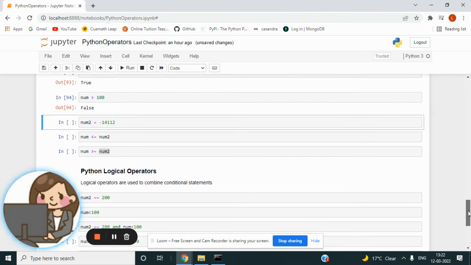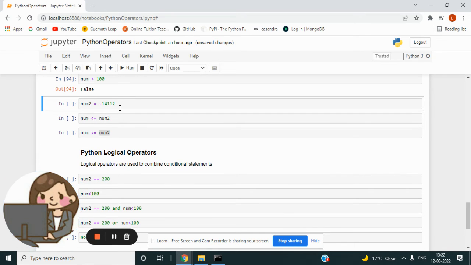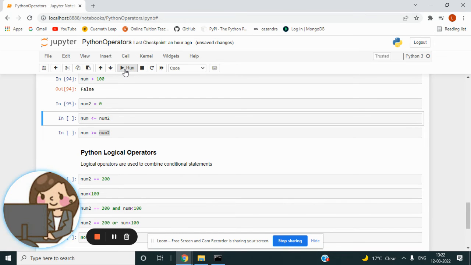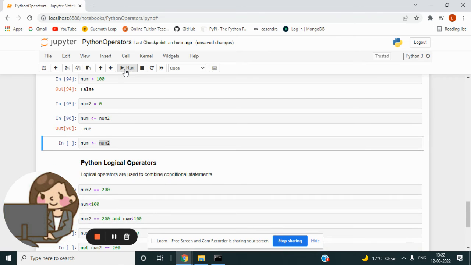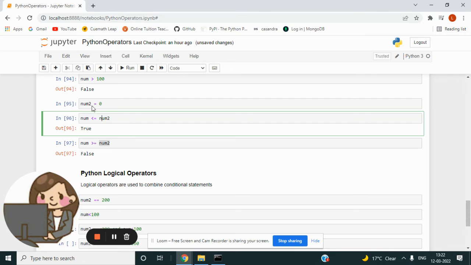Then I am introducing another variable over here, num2. Let me make num2 as 0. So num less than or equal to num2. Here we are comparing two variables. Num has some negative value and num2 has 0. So the answer is true over there. Num greater than or equal to num2: num is a negative value, num2 is 0, so this is false.